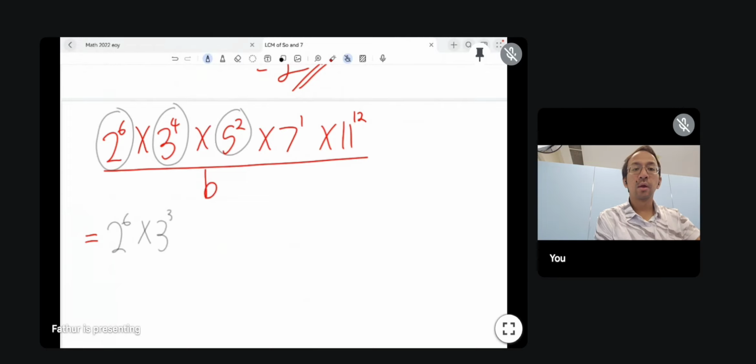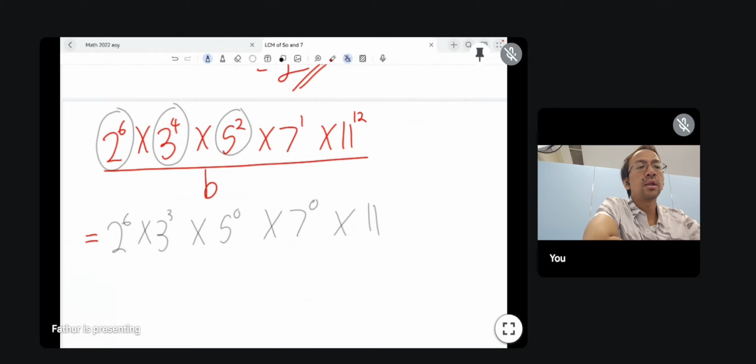How about this 5 squared? Is it a multiple of 3? No. Did it meet the requirement of 3? Because the smallest number that is a multiple of 3 is 3, right? So this 5, nothing. 0. Put 0 because it didn't meet the requirements. How about this 7? Did it meet the requirement? No. 0. How about this 11? The power is 12. Is 12 a multiple of 3?